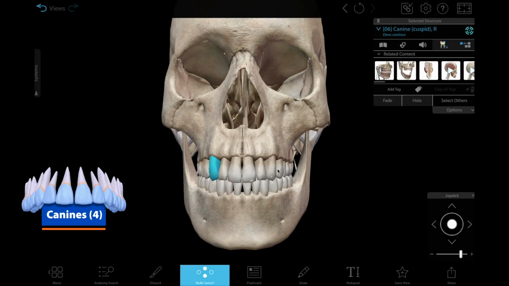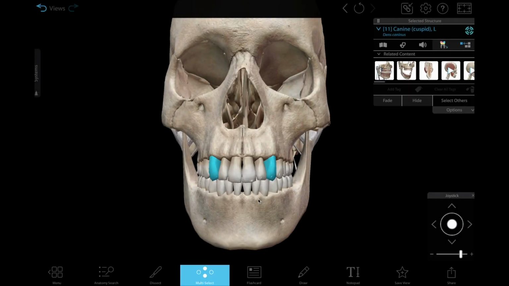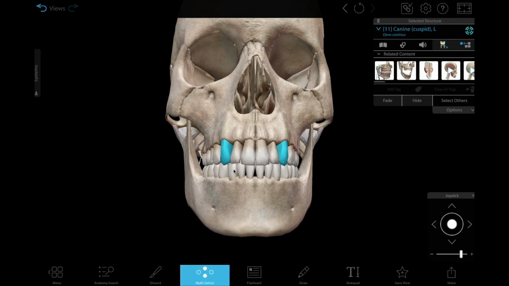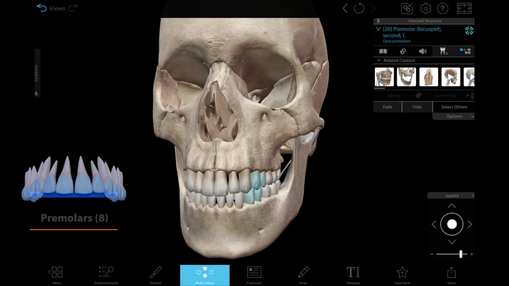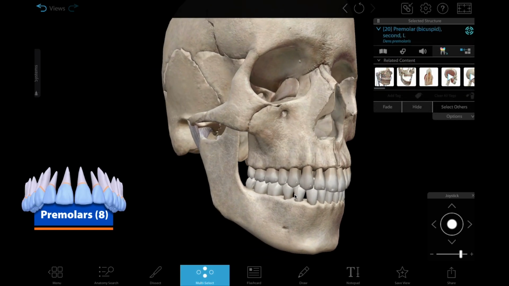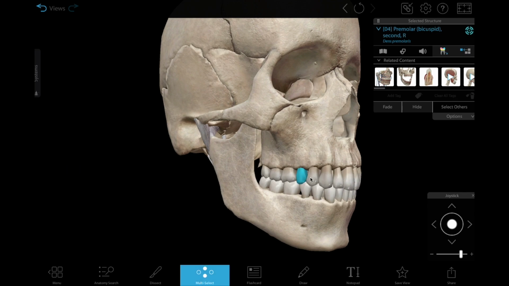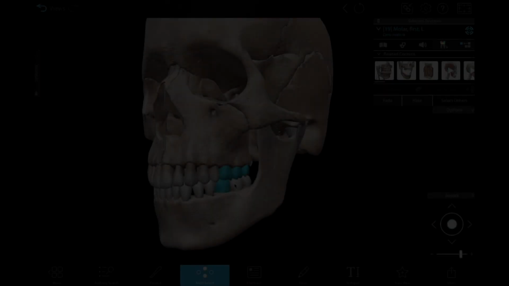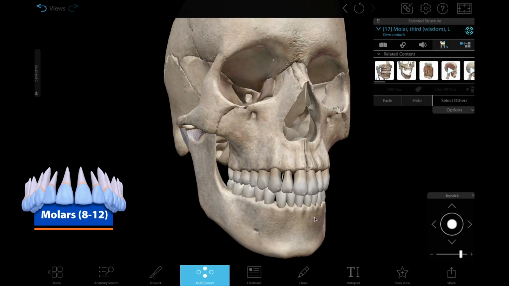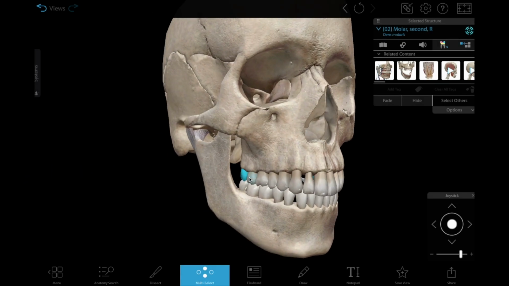The 4 canine teeth, or cuspids, are located on either side of the incisors on both the top and bottom. They're larger and stronger than the incisors and are used for gripping and tearing food. Next, we've got the 8 premolars, or bicuspids. They get their name from their shape. Double the cusps, double the fun. The 12 molars at the back of the mouth are broad and flat in shape, perfect for chewing food.